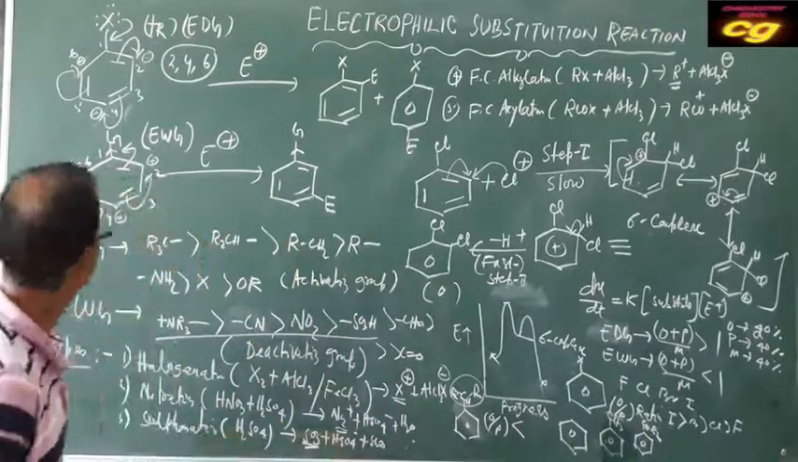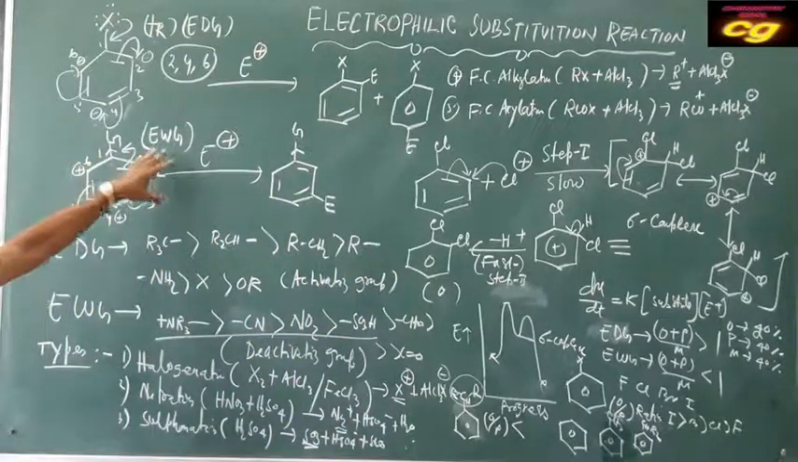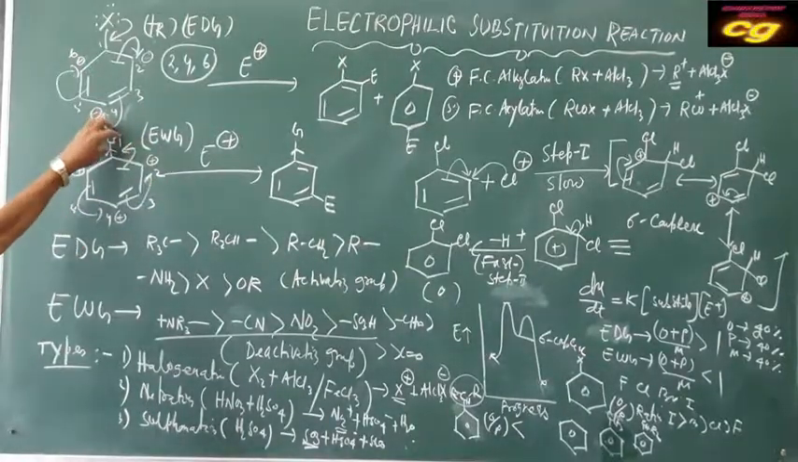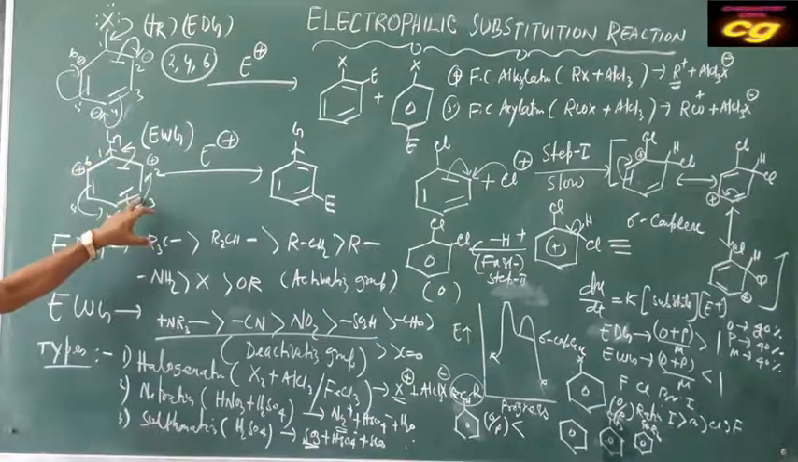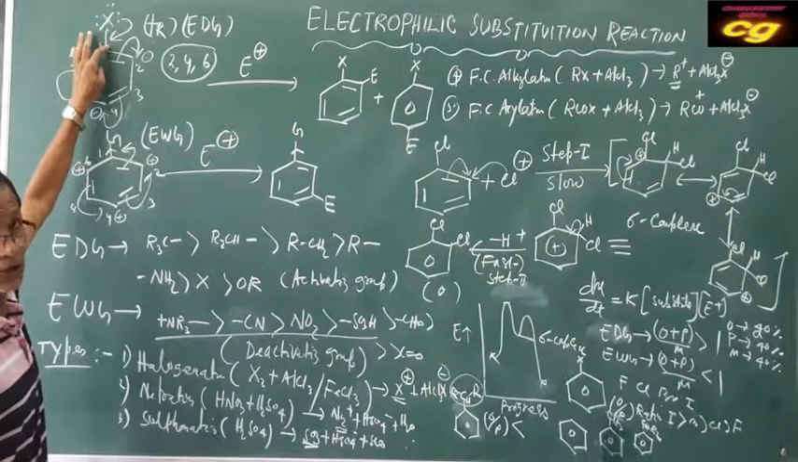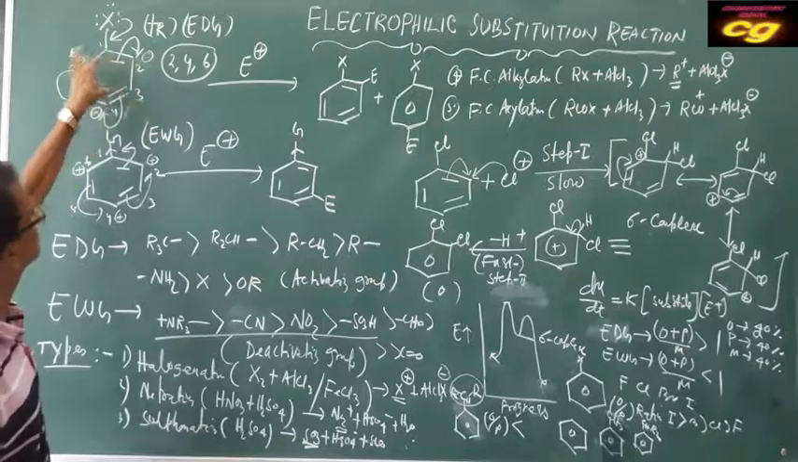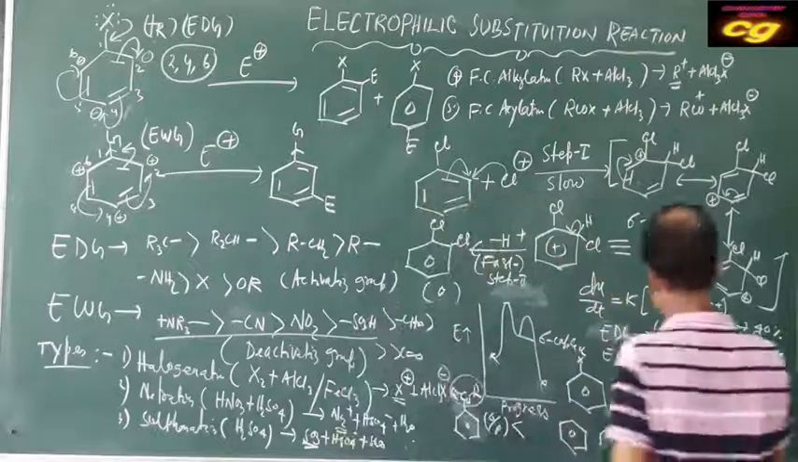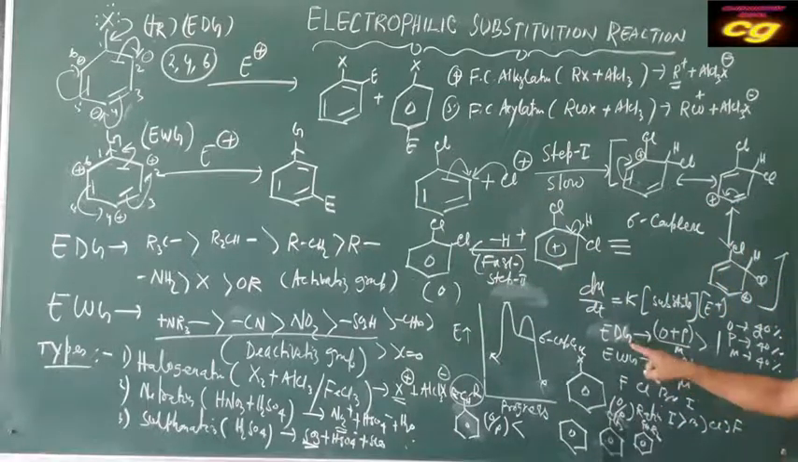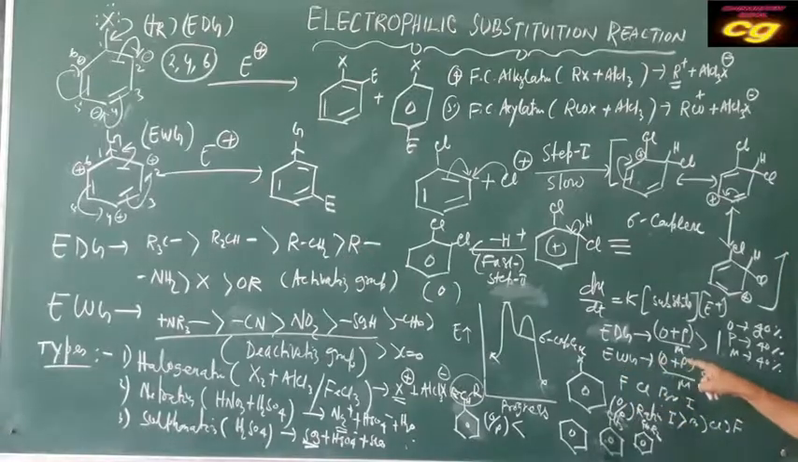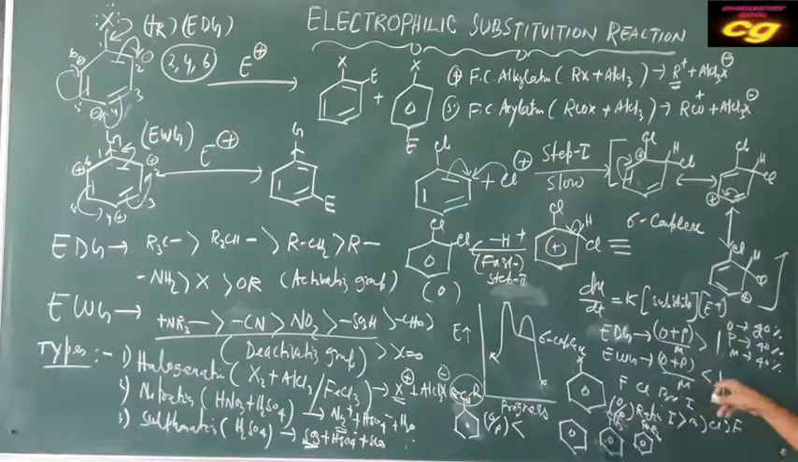One thing to remember: if G is an electron withdrawing group, the product will be meta. It will prefer the meta position. If the group is electron donating, then the ortho para percentage will be more. It is written like this: for an EDG, electron donating group, the total ortho para ratio compared to meta will be greater than 1. If it is an electron withdrawing group, then the ortho para percentage with respect to meta will be less than 1.